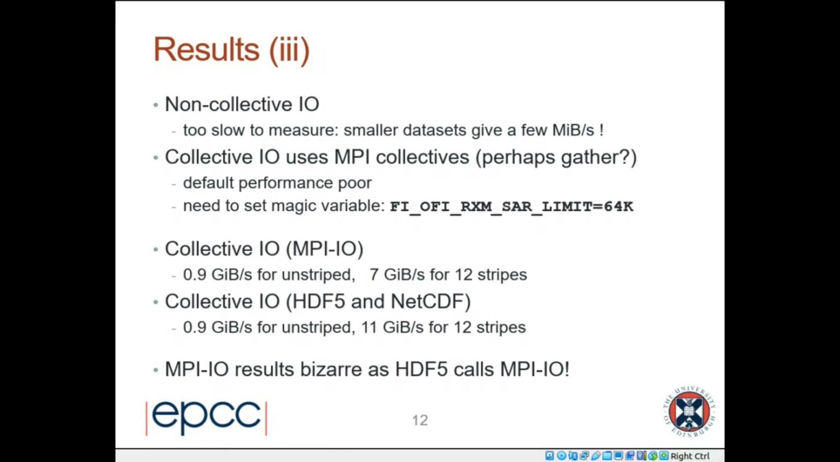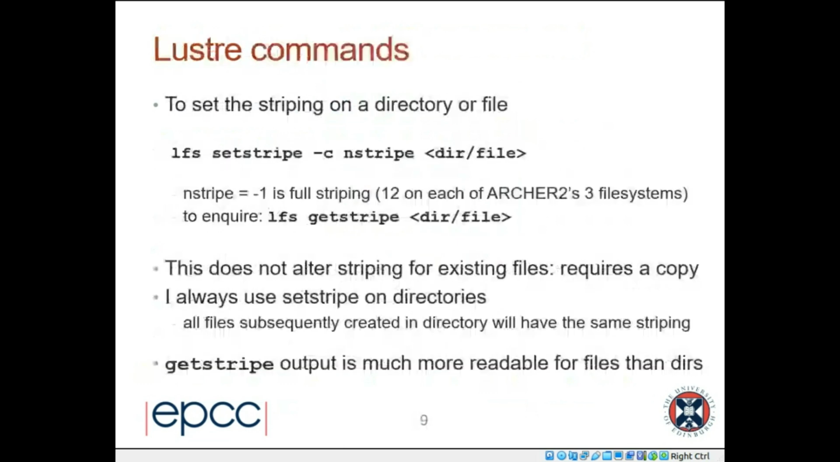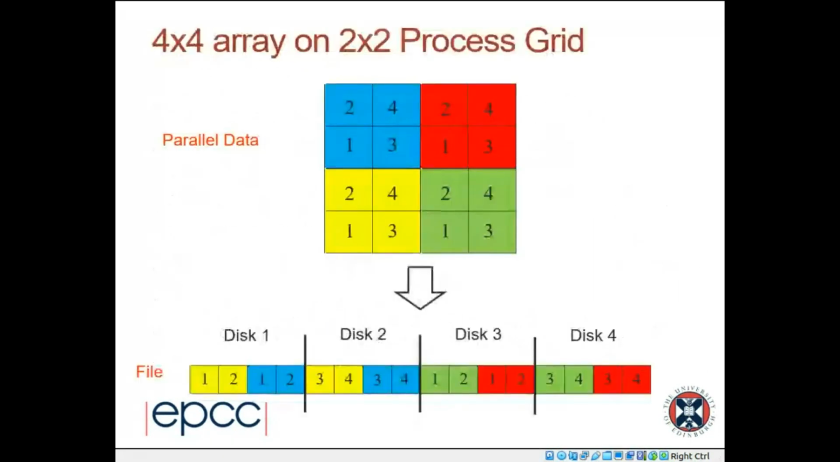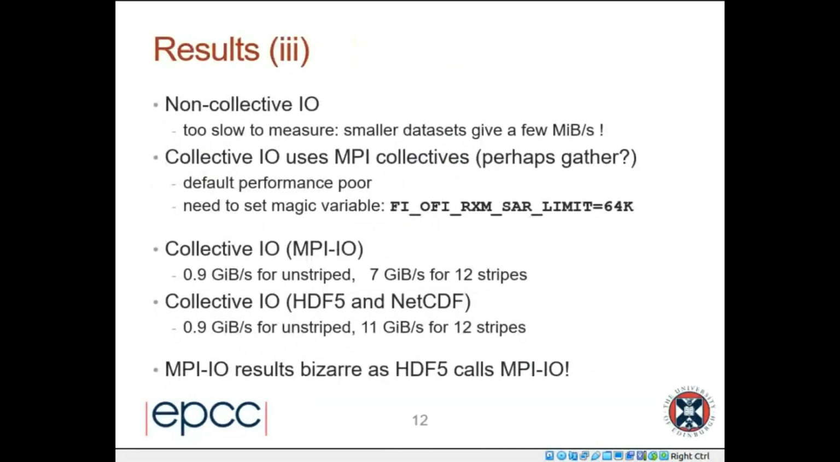If we do that, then for collective I/O, how big was this file? I can't remember. 256 gigabyte file on 2K processes. We're going to write that all to a single file using a single MPI write call. We get about 11 gigabytes per second for the HDF5 and the NetCDF libraries. For an unstriped file, we still get 1 gigabyte per second. So again, you go to all this effort of using collective I/O and a parallel I/O library, and you get no faster than just writing from a single controller process. That's because you have to stripe the file.